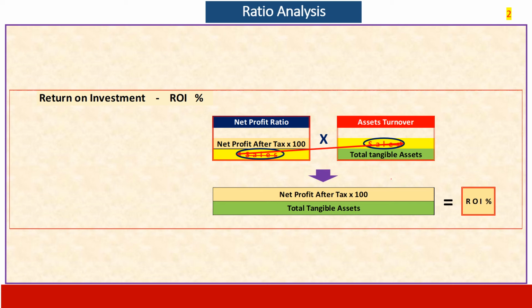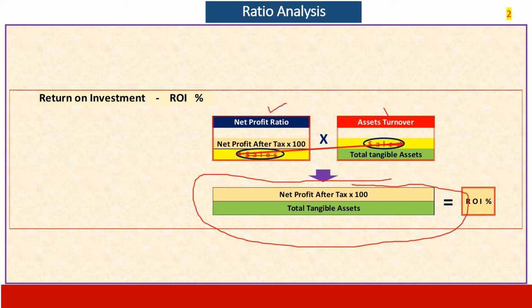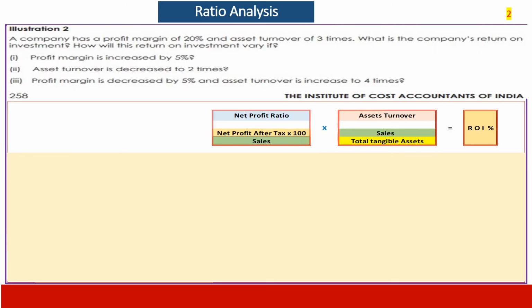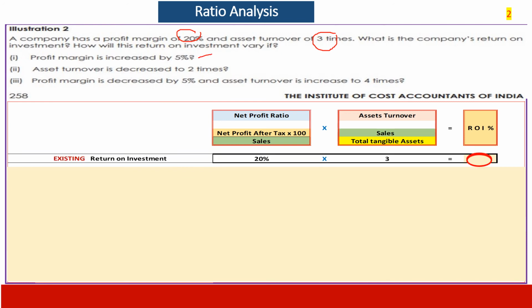But in our problem, we need not get into these issues of conceptual calculation of the consolidated formula. We are given number 1, we are given number 2, and we are given 3 situations. It is so simple now. Now that we understand, the formula is simple: net profit ratio into assets turnover is equal to ROI. We are given net profit ratio, we are given assets turnover ratio, and we are given the options. Let's get into it straight. Existing return on investment: net profit ratio is 20% and assets turnover is 3, and we know 60% is the return on investment.